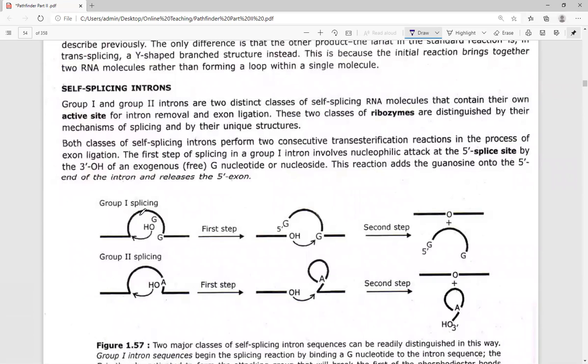Now, self-splicing introns are the ones that have the ability to splice themselves from the RNA. Okay, these are also referred to as ribozymes. Ribozymes are the molecules where RNA acts as an enzyme. When RNA acts as an enzyme, it is referred to as a ribozyme.